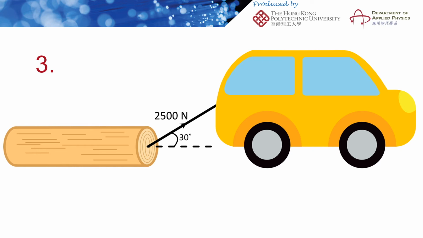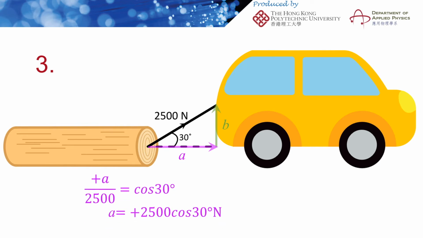In question 3, the vector can be resolved into two components A and B. A and B are perpendicular to each other. To find vector A, it is pointing in the right direction. Plus sign will be used to show this direction. We have the adjacent side and the hypotenuse, so cosine will be used to solve vector A. Vector A is equal to plus 2500 cosine 30 degrees N.